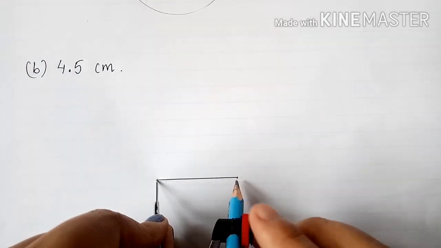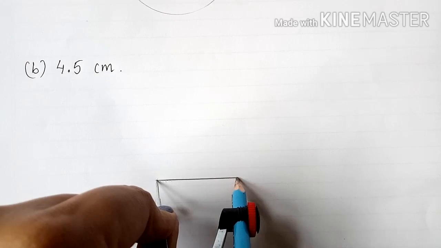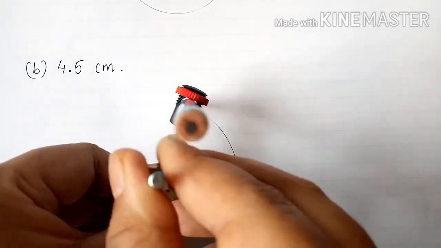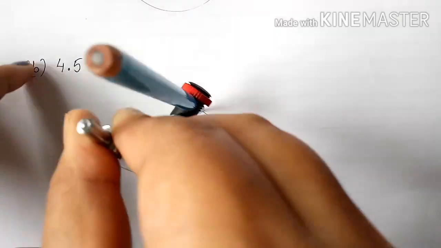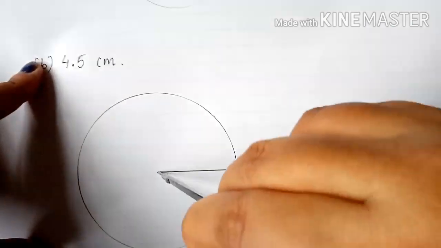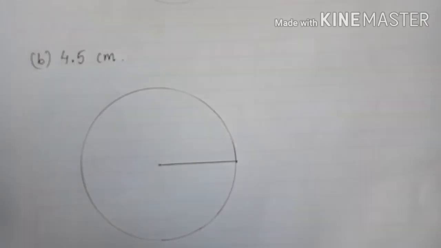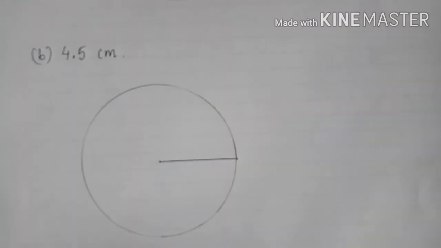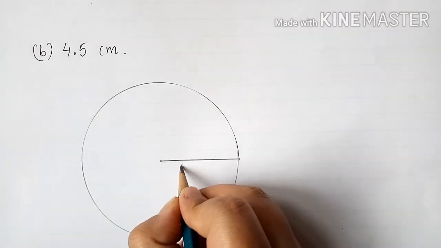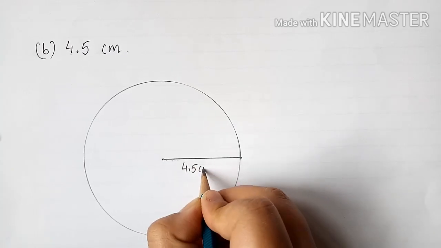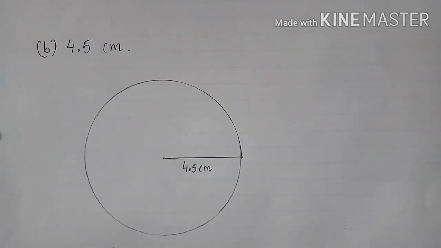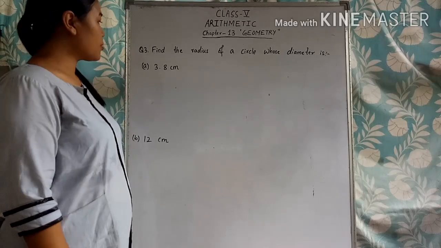Okay, after you measure, don't change the position anymore and make a circle. So this is your 4.5 centimeter radius circle. Now let us solve question number 3.